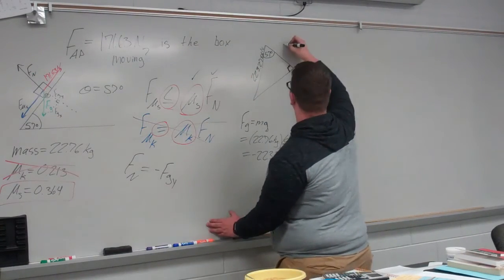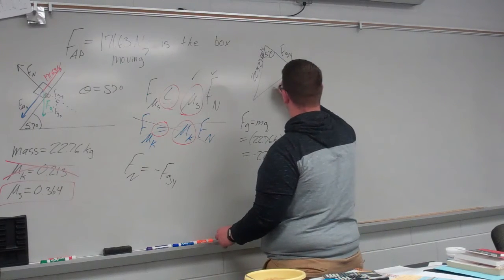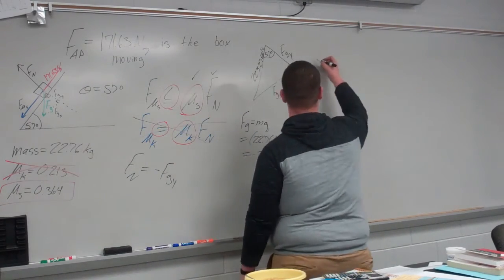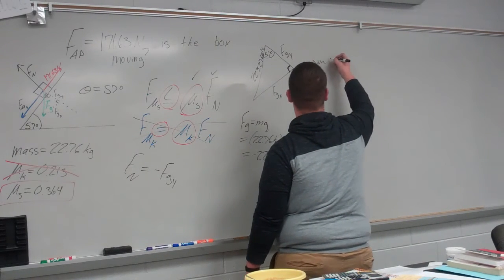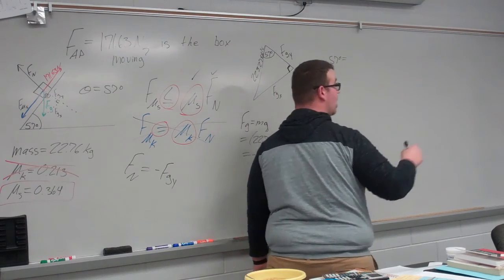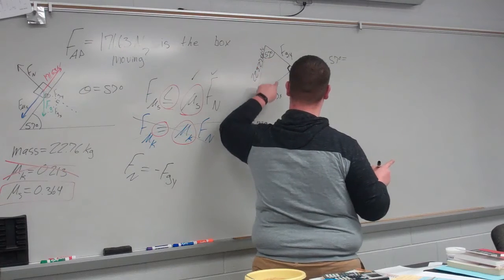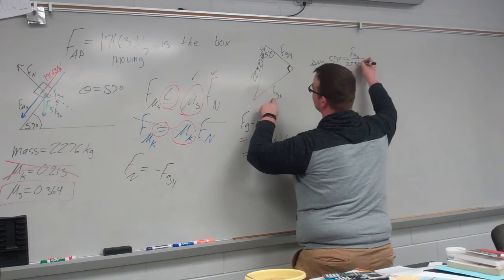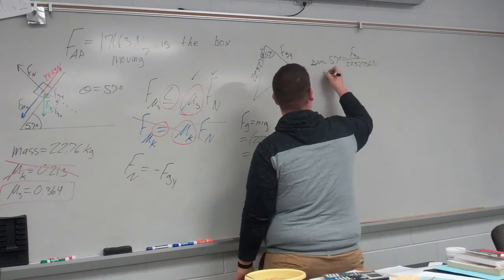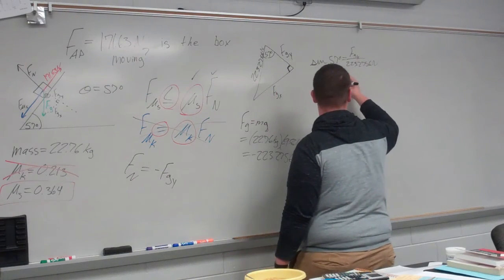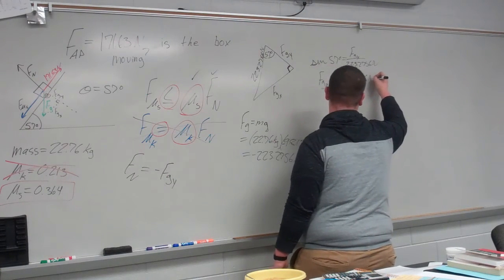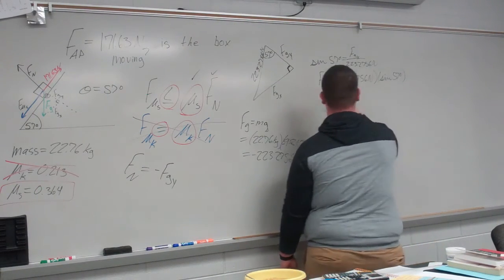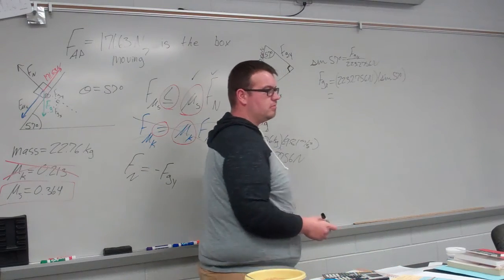I got to look at this for a minute. This is the force of gravity, y component. This is the force of gravity, x component. Now you can do some math. So sine of 57 degrees is equal to, look at your angle, opposite. So the force of gravity, x component, divided by 223.2756 newtons. Force of gravity, x component equals 223.2756 newtons times sine of 57 degrees.